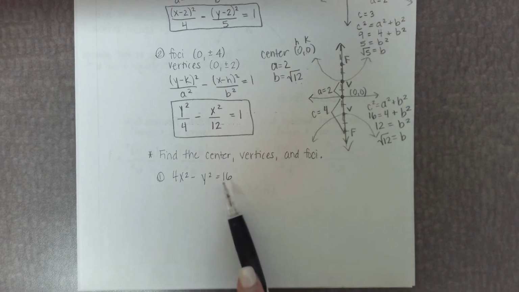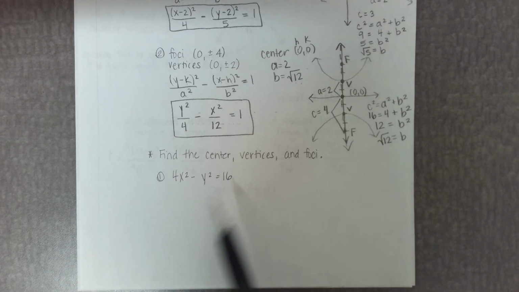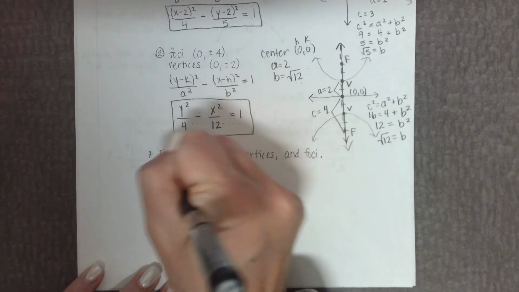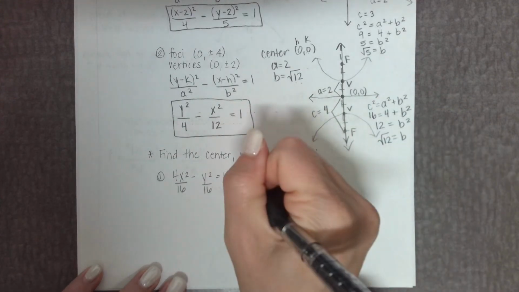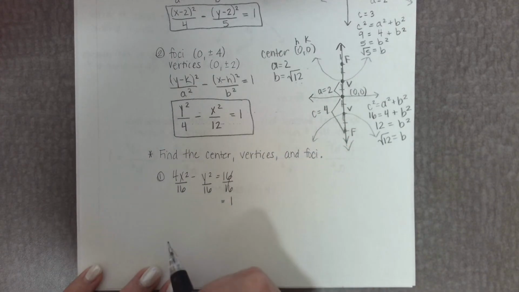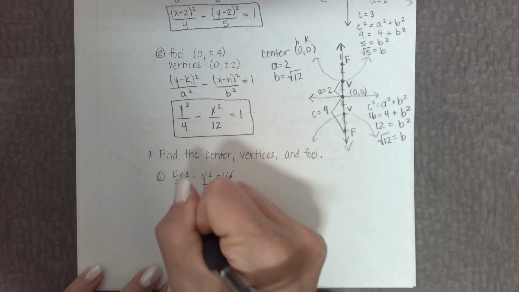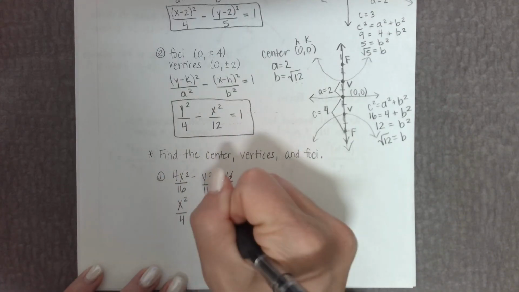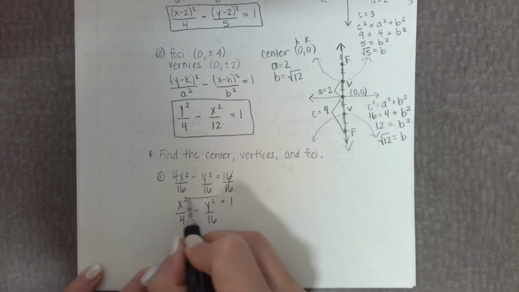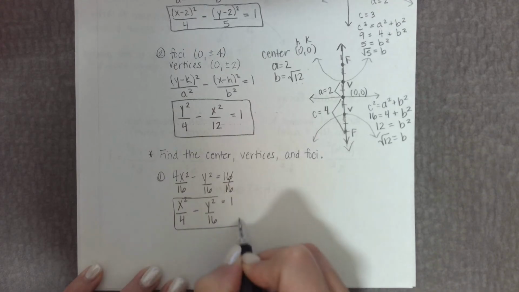all you need to do in this type of problem is make sure that the right side of your equation equals 1. So in this case, you have a 16 over here. You need to make that a 1, so you're going to divide the whole equation by 16. Okay, so these are going to cancel and give you 1. This will reduce. 4/16 reduces to 1/4. So you have x squared over 4 minus y squared over 16 equals 1. Okay, so this right here is your standard form equation.